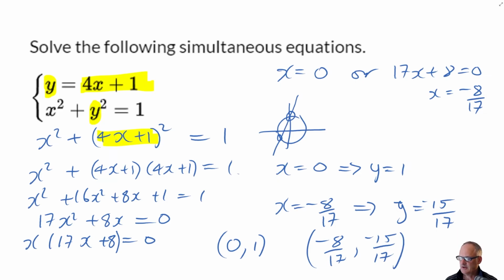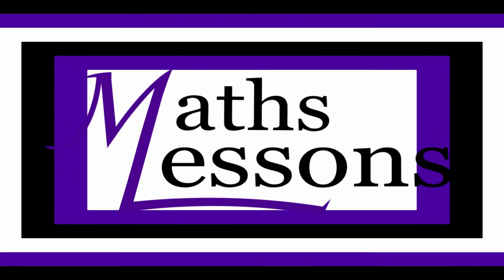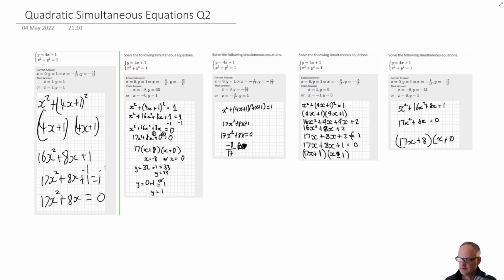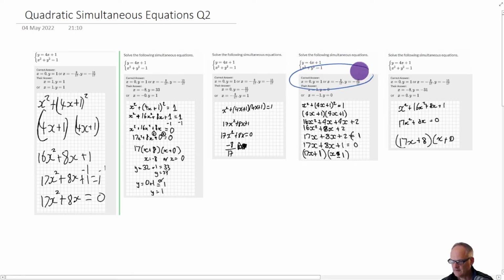When I go back to look at student answers that went wrong, there was a student that got all the right values. They just didn't pair them up correctly. Sorry, not that one, that shows the correct answer. It was this student here that worked out all the right answers, but just didn't pair them up correctly, putting the 0 with the minus 15 over 17 rather than the 1. So this student managed to work them all out.